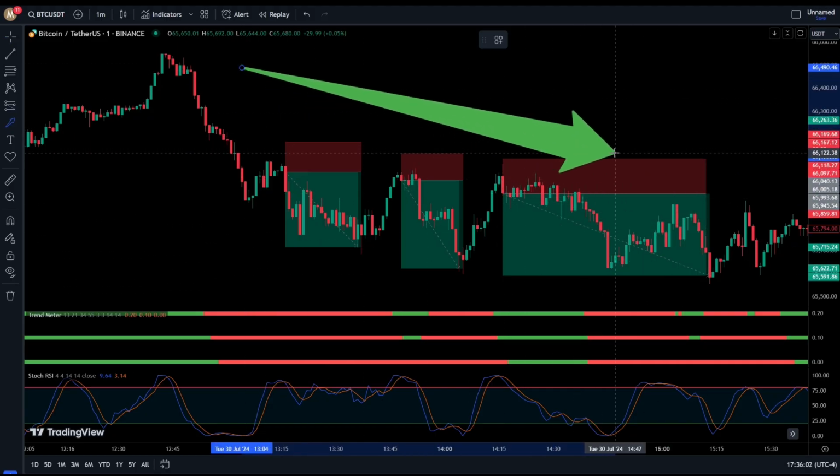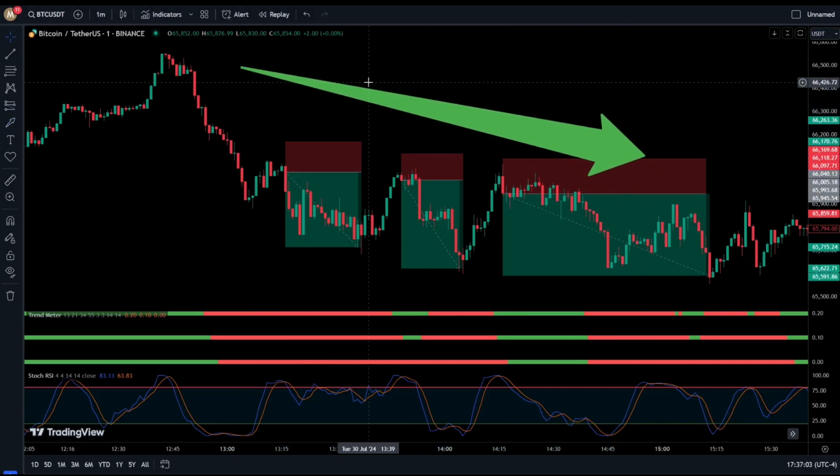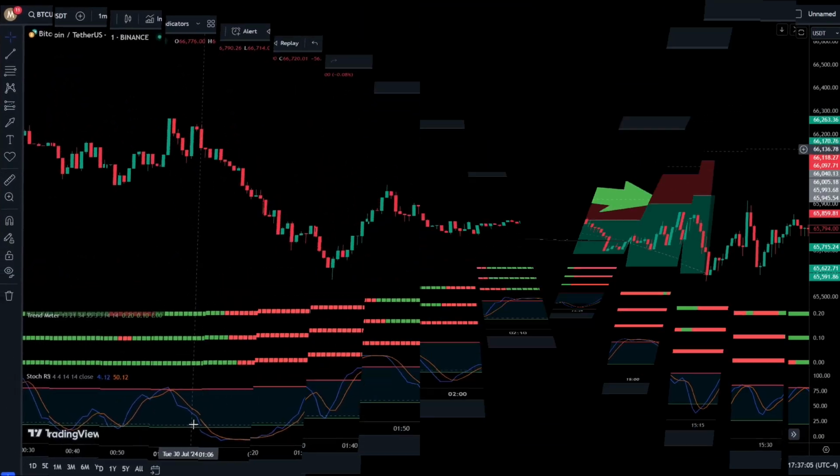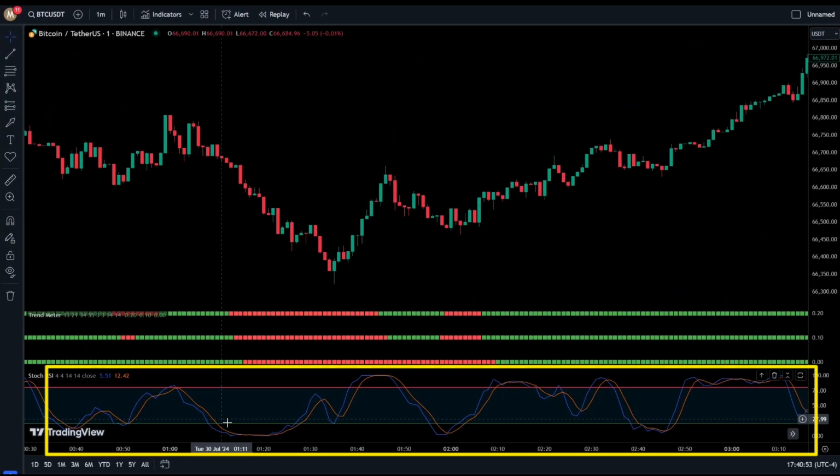As you see, all signals are given according to the momentum of the market. Let me explain how this magical strategy works. First, I'm going to start with this indicator and how to get signals from it.